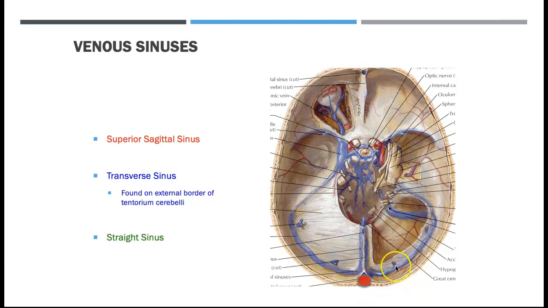And then going out laterally here, we have the transverse sinus, which would then lead to that sigmoid sinus and eventually the internal jugular vein. And we could see that the transverse sinus here is sitting at the external border of the dural fold that we call tentorium cerebelli. And then lastly, we have our straight sinus. So this is just going straight back to meet the superior sagittal sinus at the confluence.